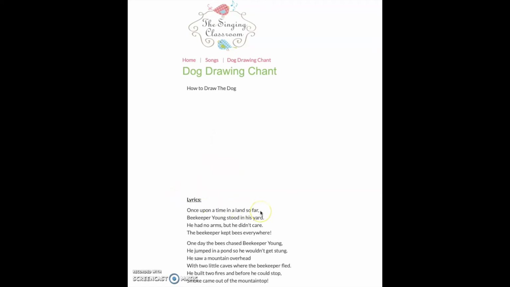Once upon a time in a land so far, Beekeeper Young stood in his yard. He had no arms, but he didn't care. The beekeeper kept bees everywhere. One day the bees chased Beekeeper Young. He jumped in a pond so he wouldn't get stung. He saw a mountain overhead with 2 little caves where the beekeeper fled. He built 2 fires, and before he could stop, smoke came out of the mountain top.